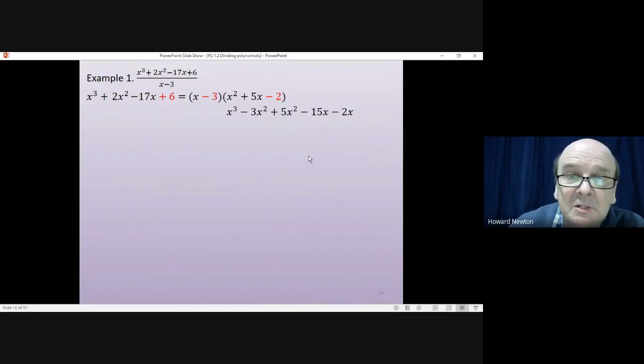The last thing you need to do is look at the number. The constant that I want is plus 6. You look at what you've got. Well, I've got minus 3 times minus 2. Minus 3 times minus 2 is plus 6, which is exactly what I want, which means for this question there is no remainder. x minus 3 goes into x cubed plus 2x squared minus 17x plus 6 perfectly. It goes into it that many times, so that would be the answer. And x squared plus 5x minus 2 is the quotient in this case.